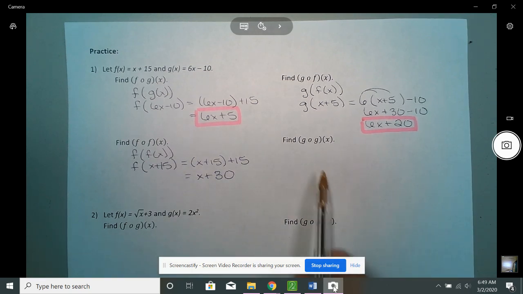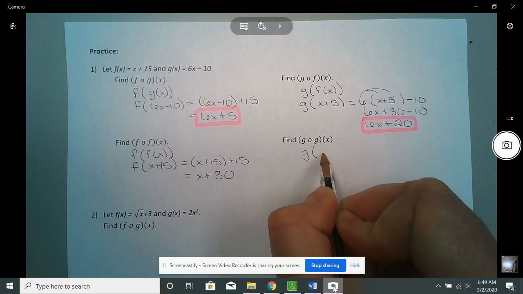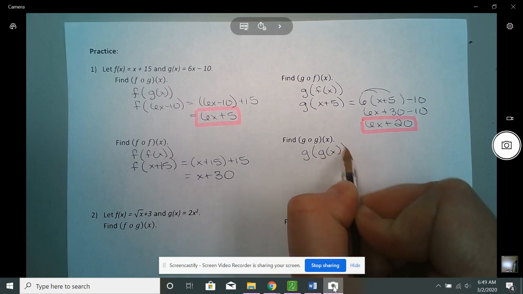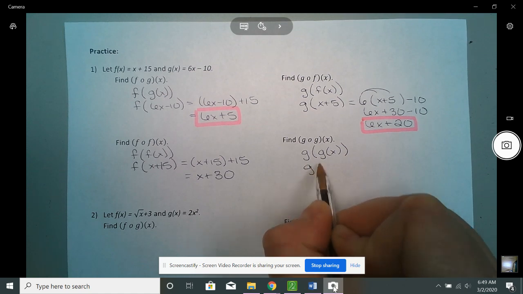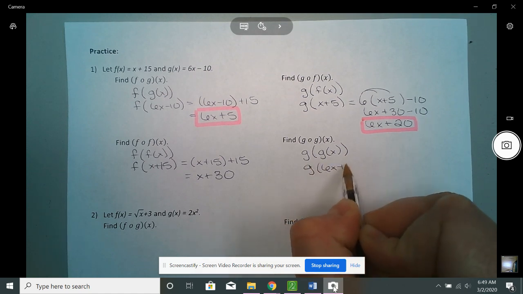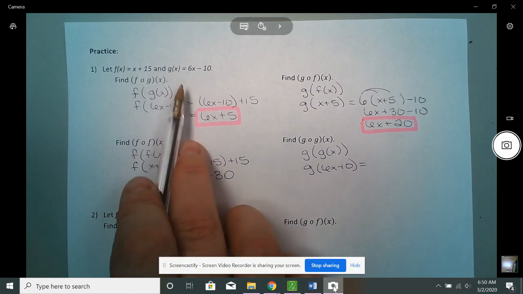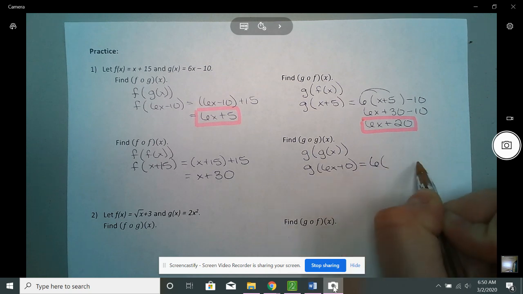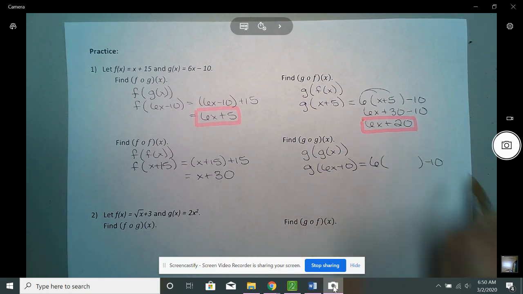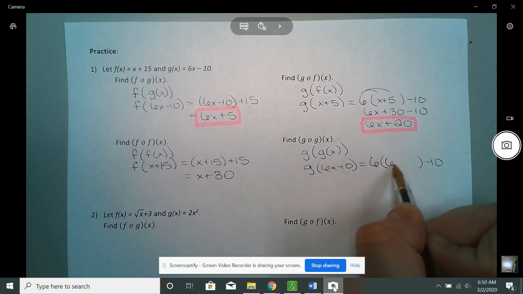Finally, in this practice problem is a g of g of x. That means I'll compose the g function as the input to the g function. So I'll be putting 6x minus 10 into the input position of the g function. The input position is 6 times whatever the input is minus 10, and the input is another 6x minus 10.